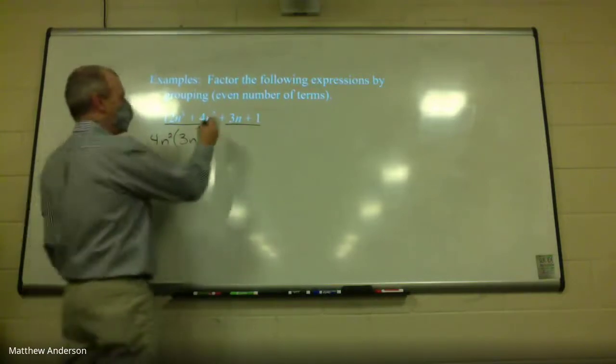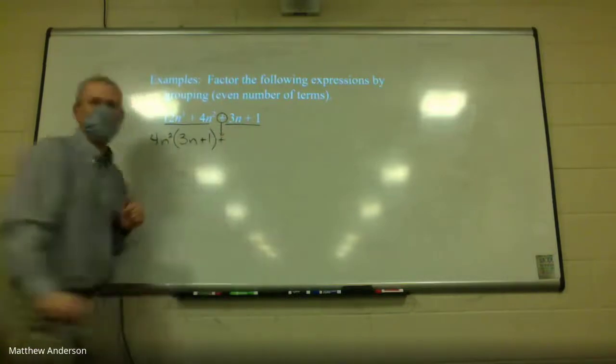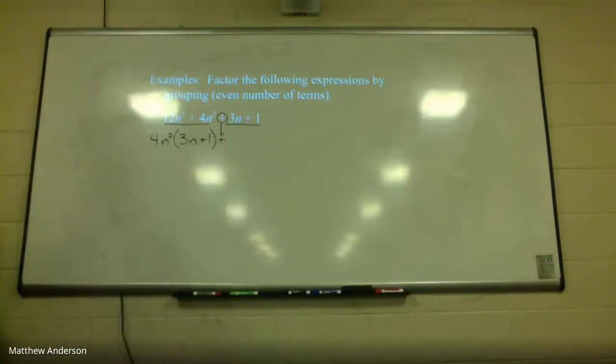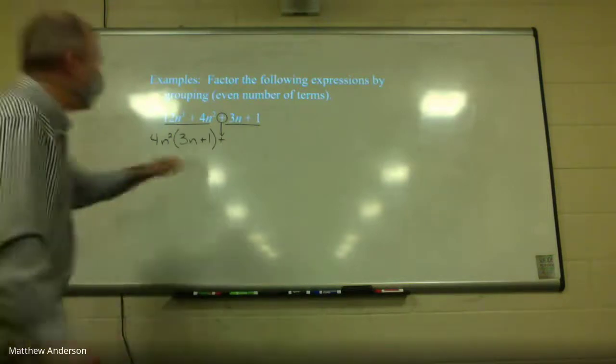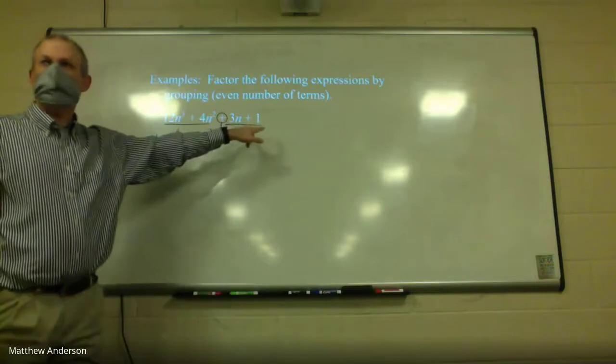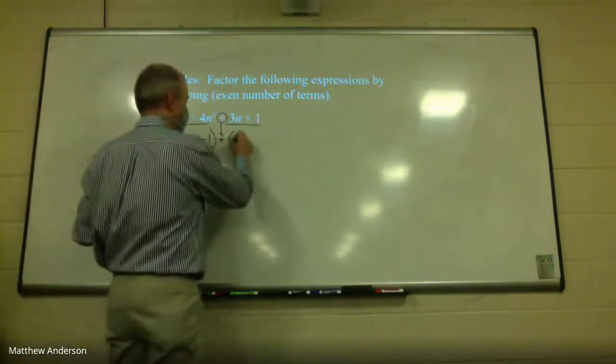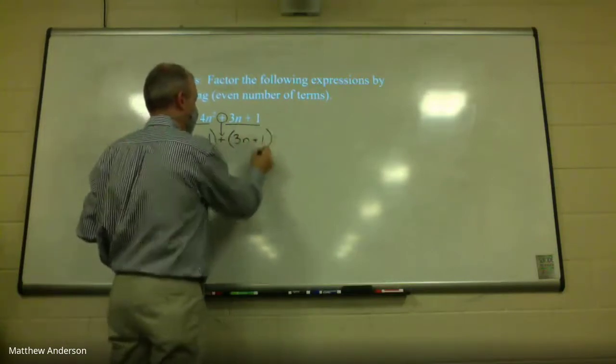Now, here's the thing with factoring by grouping. Whatever this sign is, we've got to factor it out. Okay, so if it was a plus, we just leave it as a plus. If it's a minus, we factor out a negative. Okay? Is there anything else that these have in common that we can factor out? 3n and 1? No. So we're just going to leave it as 3n plus 1.